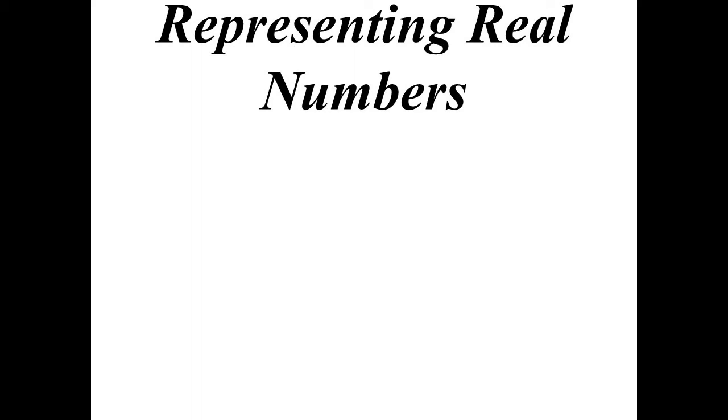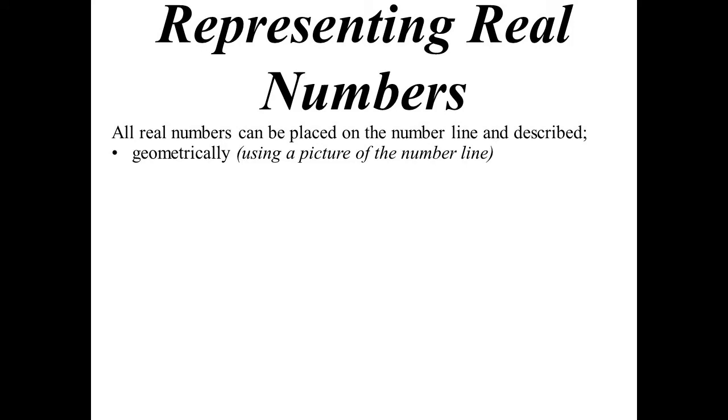So how do we represent our real numbers? As I mentioned yesterday, all the real numbers can be placed on the number line, sometimes known as the real number line. So we could represent them geometrically. So that's physically using the number line. There's the picture, and we put a dot at the point we're talking about, something like that. We can represent them algebraically via a solution to an inequation or an equation.